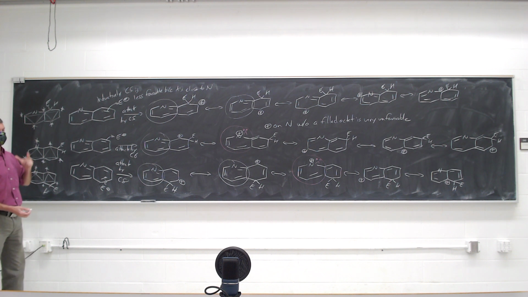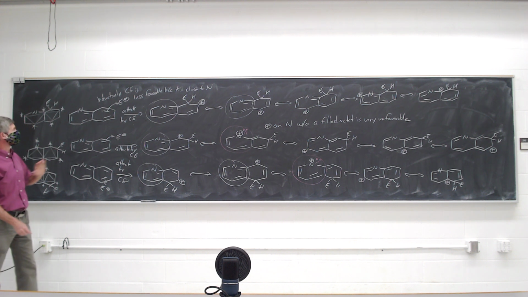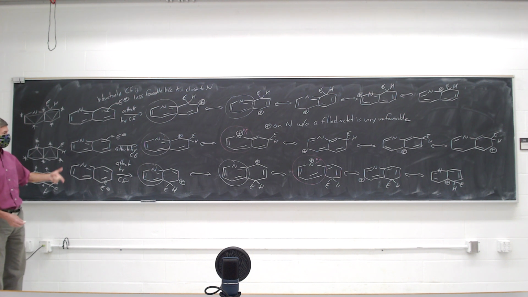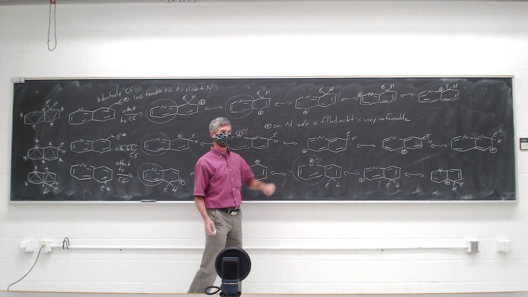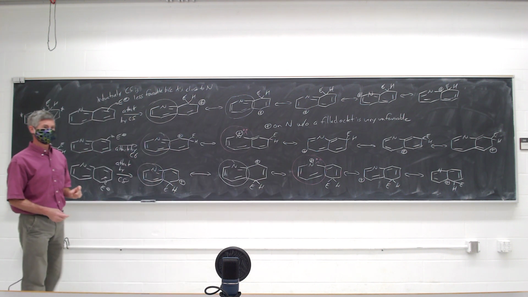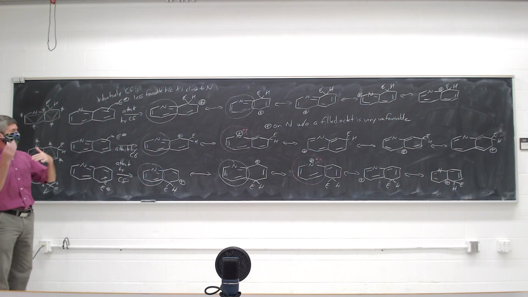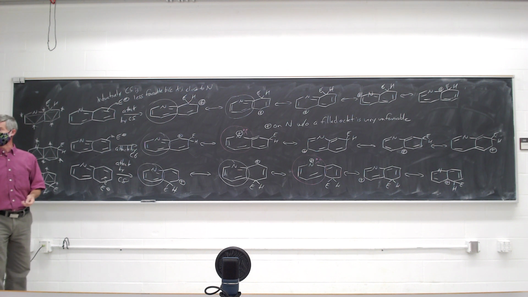So you've got this competition, right? Inductively, C5 is less favorable than C8, but by resonance, C8 is much more favorable because it avoids putting the positive charge on the nitrogen. And because you get that competition, you don't get a great deal of selectivity. You're going to get both attack at C5 and attack at C8.